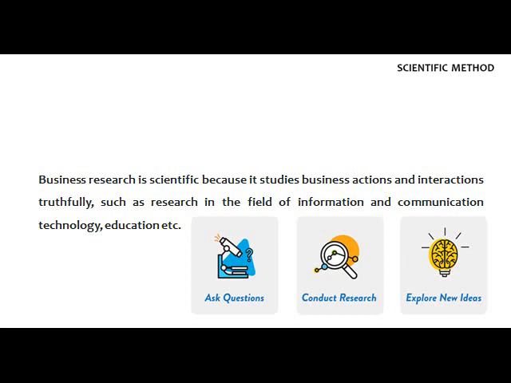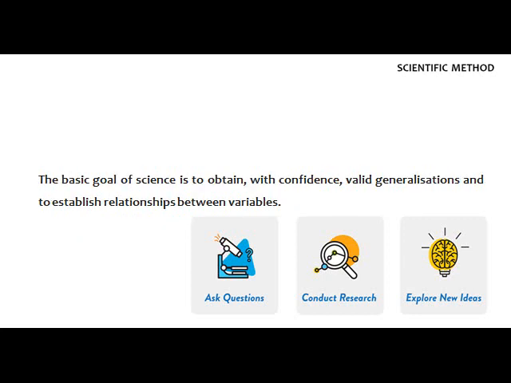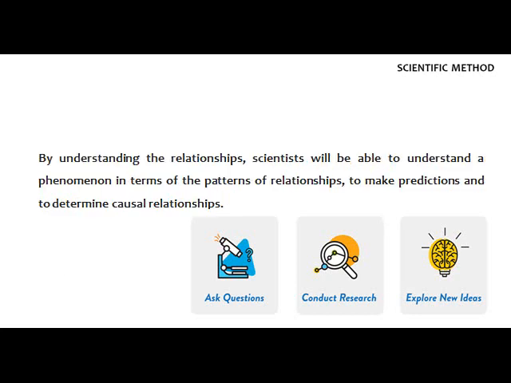Business research is scientific because it studies business actions and interactions truthfully, such as research in the field of information and communication technology, education, etc. The basic goal of science is to obtain, with confidence, valid generalizations and to establish relationships between variables. By understanding the relationships, scientists will be able to understand a phenomenon in terms of the patterns of relationships, to make predictions and to determine causal relationships.